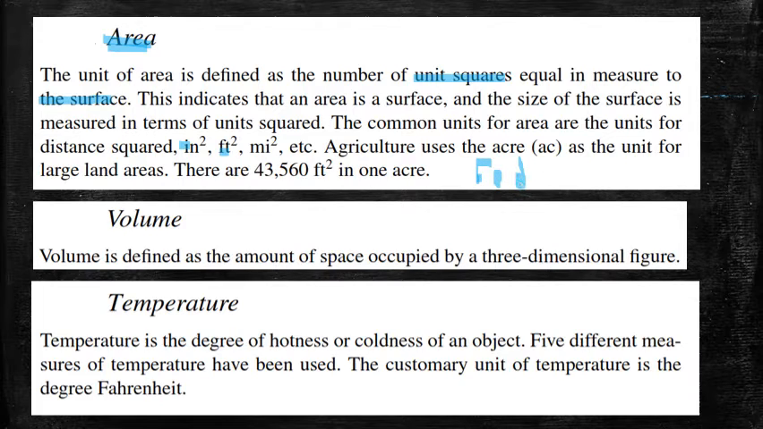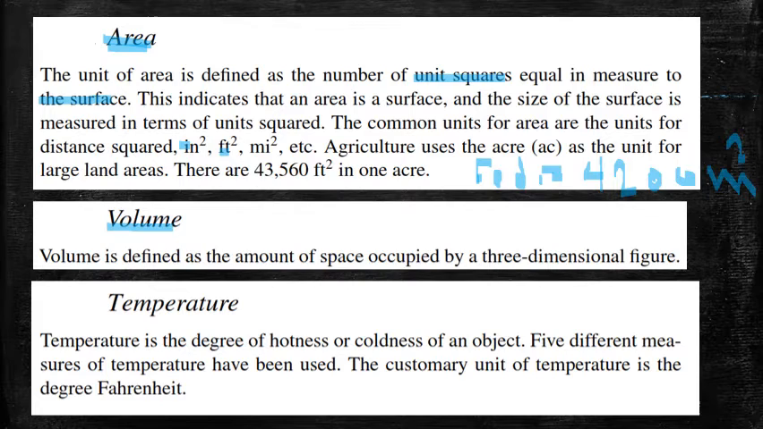The faddan equals 4,200 square meter or meter square. Of course, this is a derived unit. Another derived unit is volume. Volume can be defined as the amount of space occupied by a three-dimensional figure.